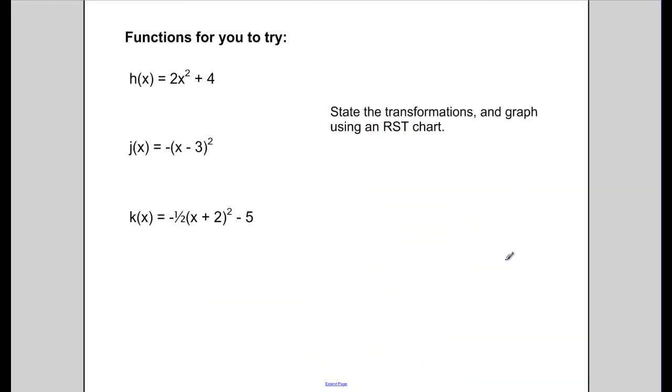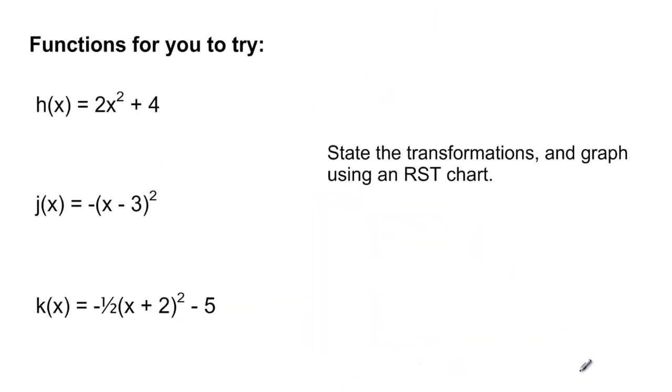So here are some functions that you can try. I've given you 3, and you can find some graph paper and just try them out. So for each of these, first of all, state what the transformations are, and then use the steps that I've instructed you to create an RST chart and to use it to graph. Don't forget to memorize your 5 key points, and then use the RST chart to generate your 5 new points of your transformed function. Good luck!